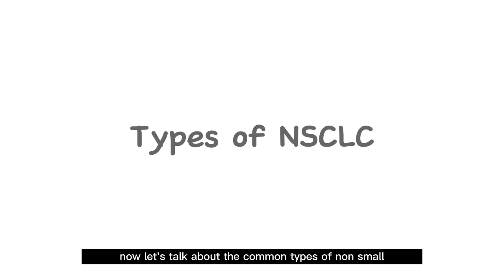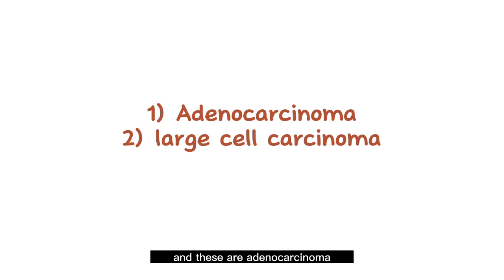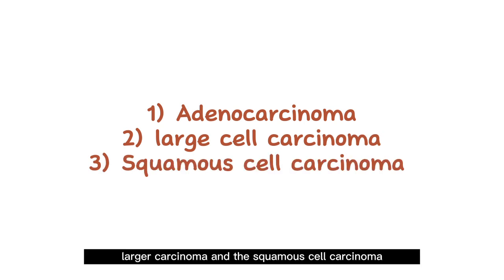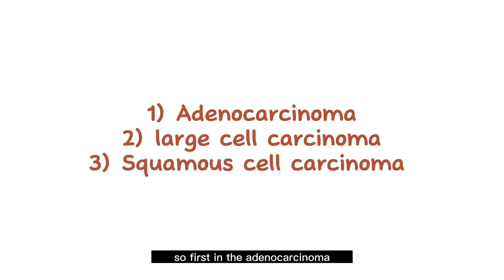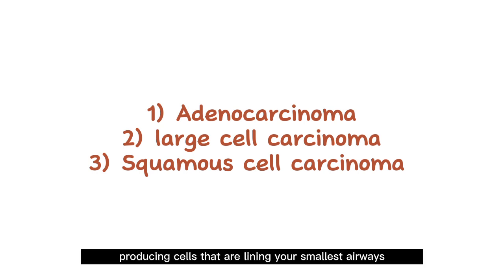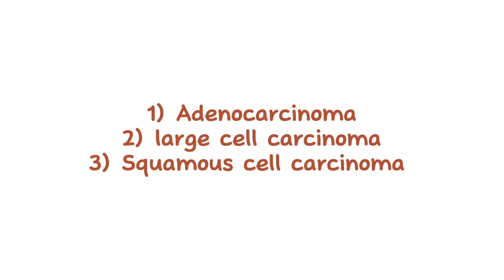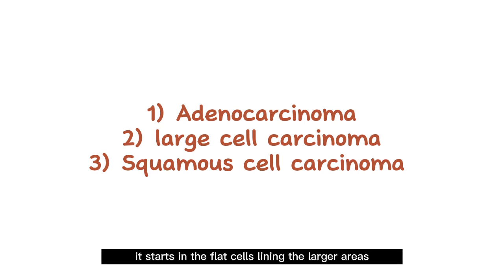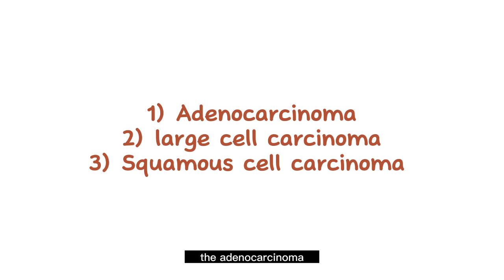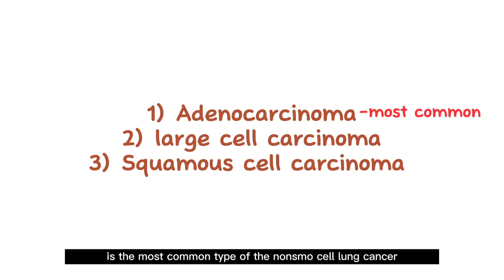Now let's talk about the common types of non-small cell lung cancer. So there are three types, and these are adenocarcinoma, large cell carcinoma and squamous cell carcinoma. So first, adenocarcinoma starts in the mucus producing cells that line your smallest airways. Then the large cell carcinoma starts in neuroendocrine cells in the lung. Then the squamous cell carcinoma starts in the flat cells lining the larger airways. And among them, adenocarcinoma is the most common type of non-small cell lung cancer.